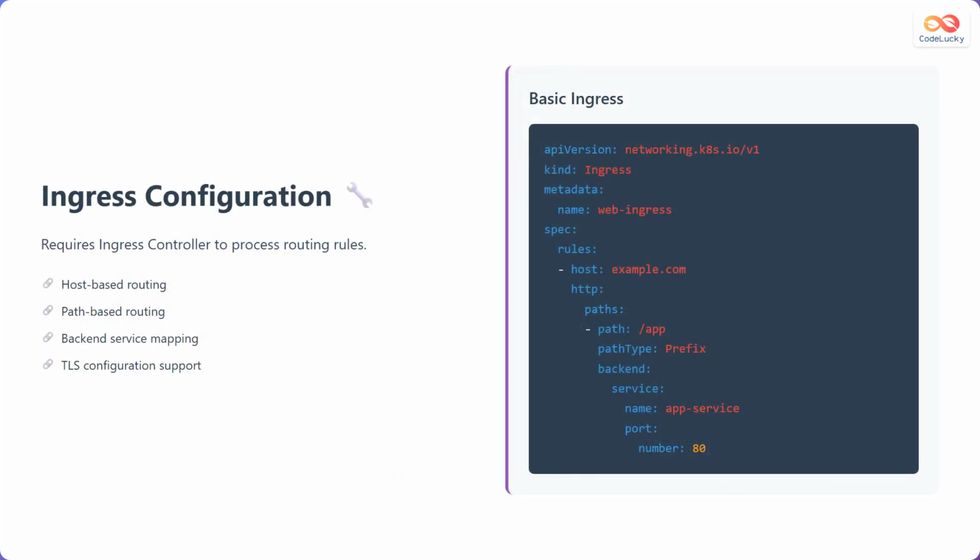An ingress configuration specifies rules for routing. It requires an ingress controller to process these rules. You can define host-based or path-based routing, map requests to backend services, and configure TLS for secure communication. These configurations enable efficient management of external access to services.